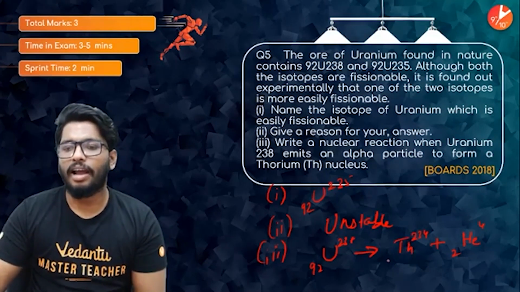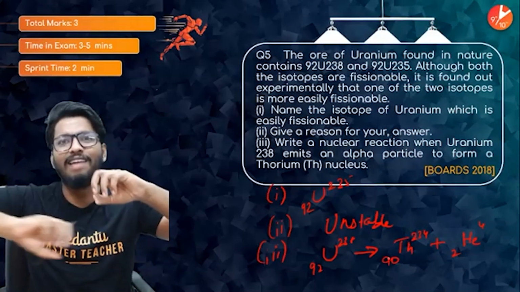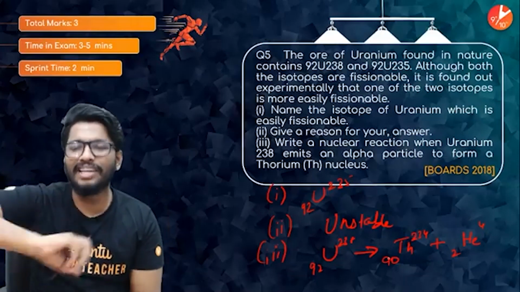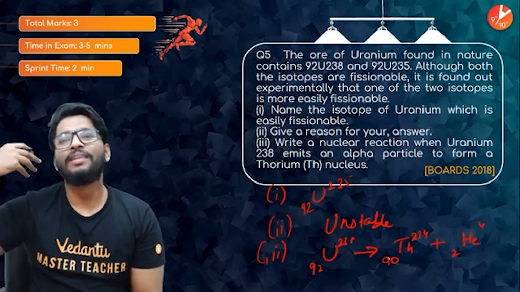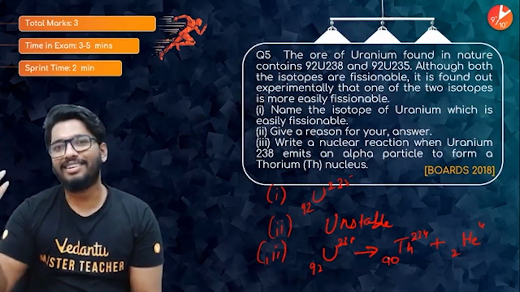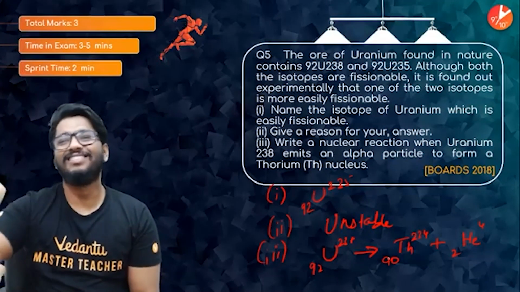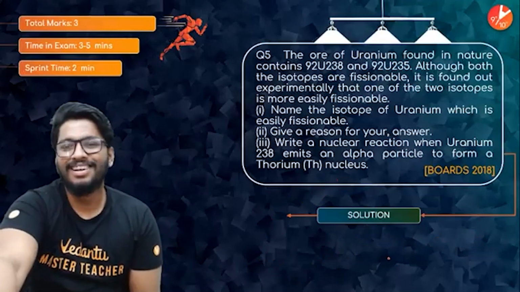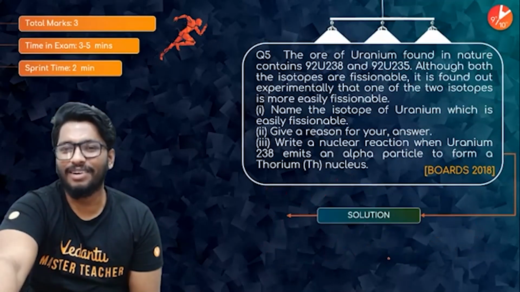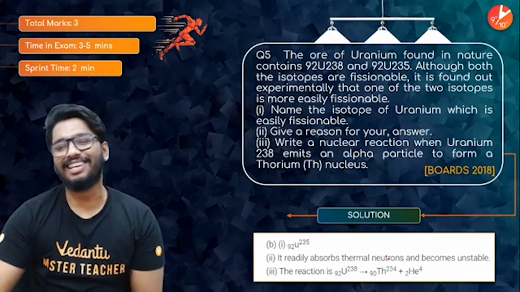234, and this will be 90, because 92 minus 2. Here one alpha particle is going away, so you're emitting the alpha particle. When an alpha particle is emitted, the atomic number decreases by 2 and the atomic mass decreases by 4. So that would be the answer for this question. Simple. That is it. If I'm not wrong, that should be the right answer.